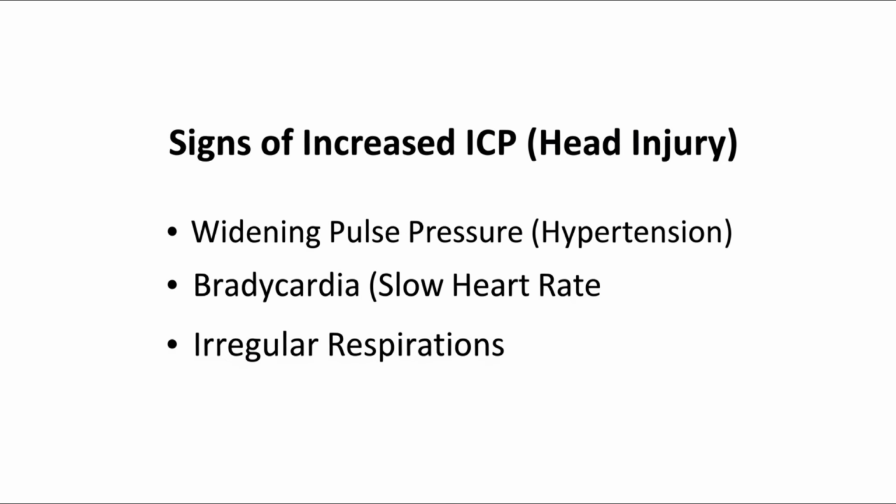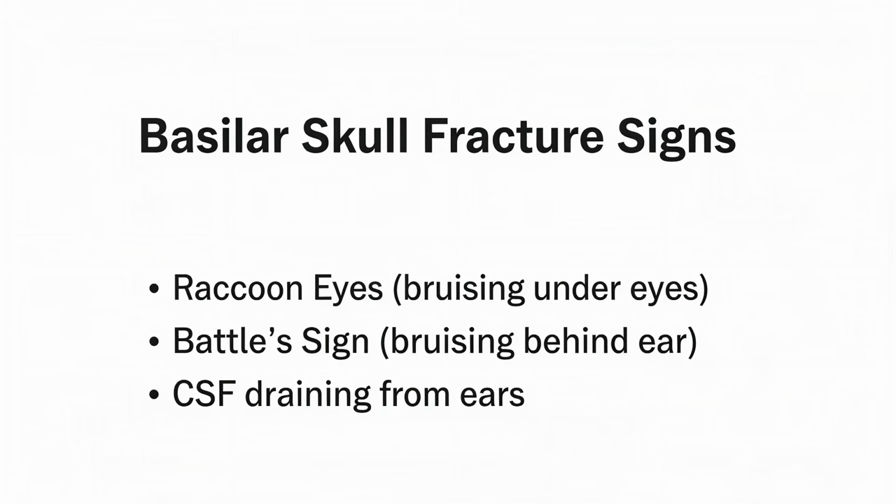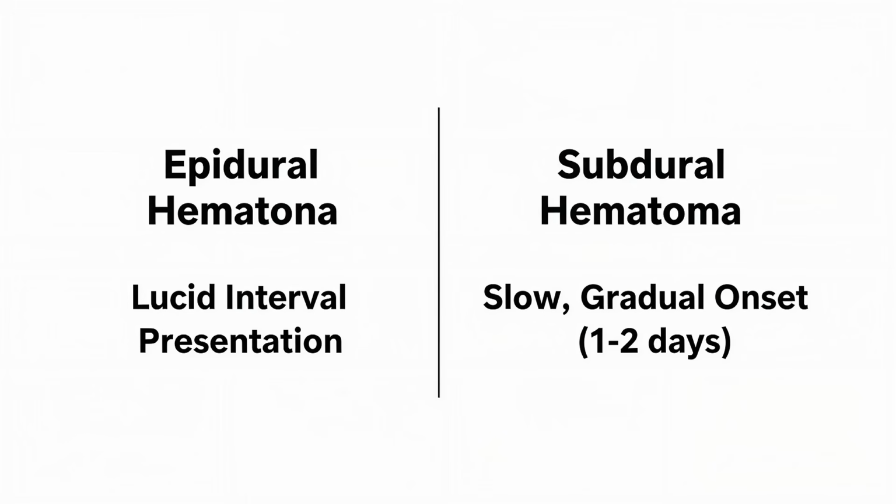Increased intracranial pressure can present with a unilaterally fixed and dilated pupil and Cushing's triad. A basilar skull fracture may show signs like fluid draining from the ears, raccoon eyes, or battle sign, which is bruising behind the ear. An epidural hematoma is an arterial bleed with a classic presentation of losing consciousness, waking up and seeming fine for a period, and then losing consciousness again. A subdural hematoma is a slower venous bleed.